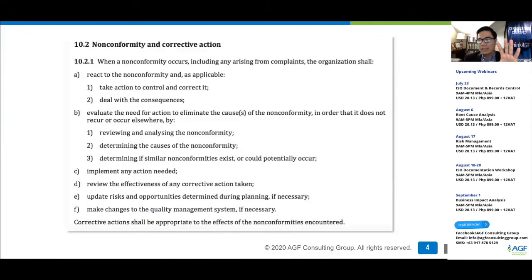Corrective action is simply: use the 5W and 1H. This is my suggestion, just simplify it. What is 5W and 1H? What are you going to do? Who is going to do it? When are we going to do it? And maybe include why are we doing it?